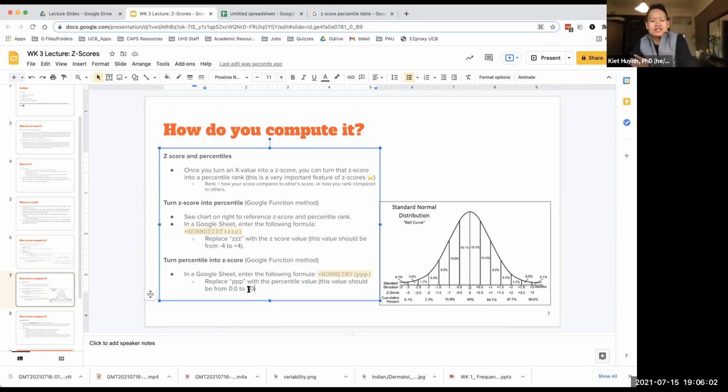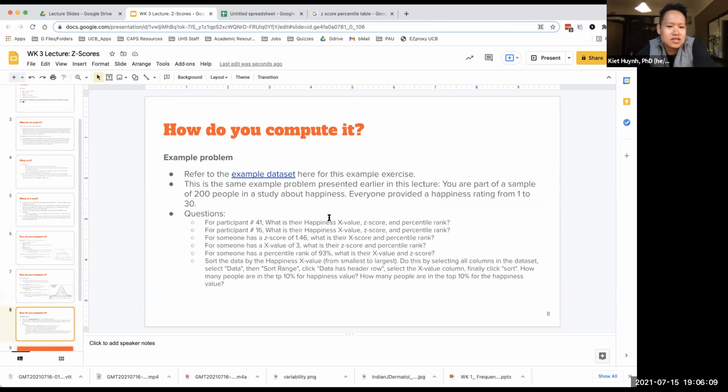Okay, so let's see how this might work in some example problems. So you see here, here's an example data set. And this is the same example we're working from earlier, where you're part of a sample of 200 people in a study about happiness. Everyone provided a happiness rating from 1 to 30. 1 means not happy at all, and 30 means extremely happy. So we have a few questions. For participant number 41, what is the happiness X value, z-score, and percentile rank?